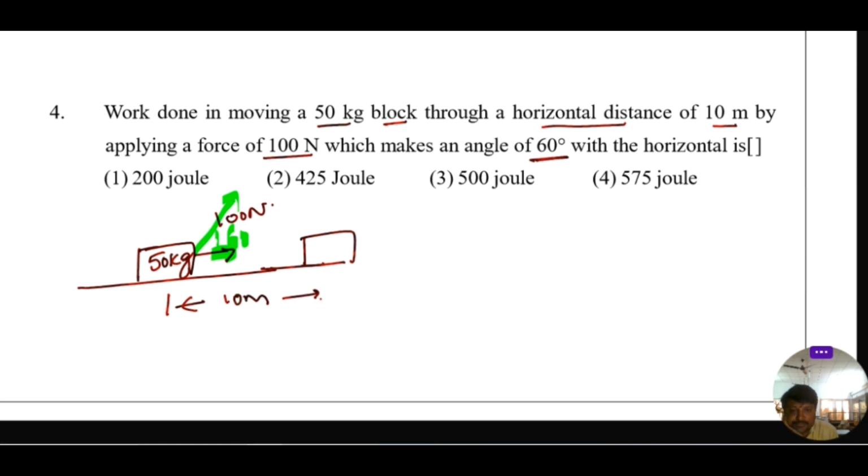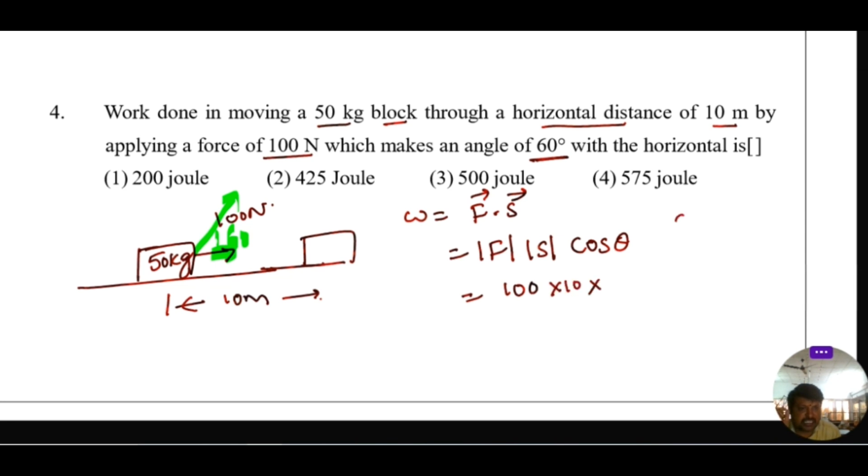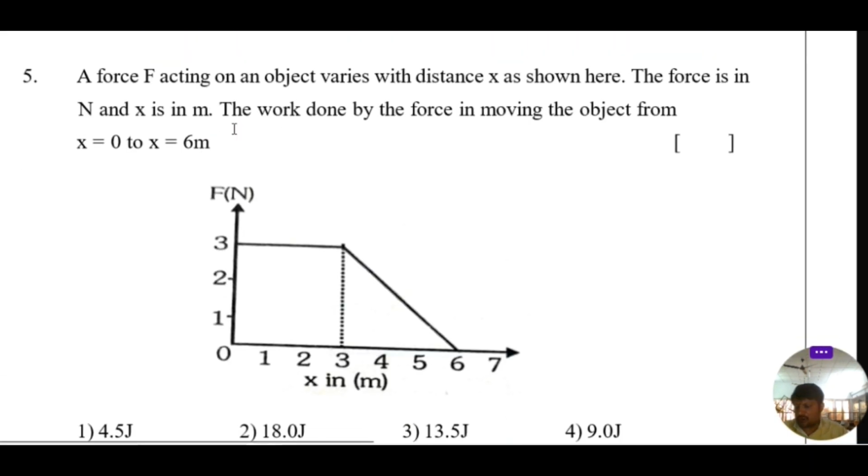We know very well work done equals F dot S. We can write work done equals magnitude of F, S, cos theta. So here the magnitude of force is 100 Newton, displacement is 10 meter, and cos 60. We know very well, my dear children, cos 60 equals sin 30, that is 1 by 2. So 1 by 2 into 100 into 10, that is equal to 500 joule. So 500 joule is the right answer. Option 3 is the right answer. Then go to the fifth question.